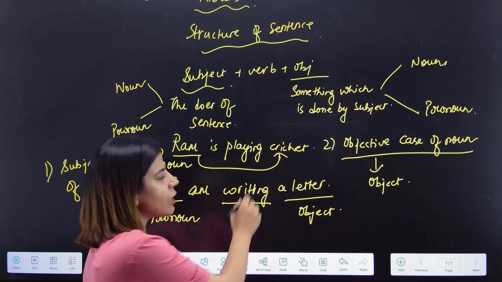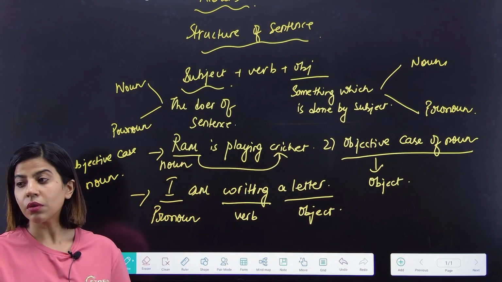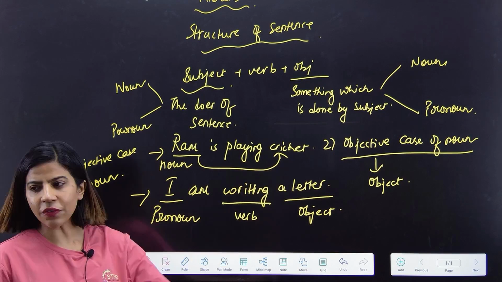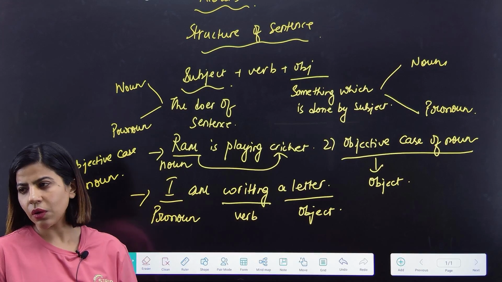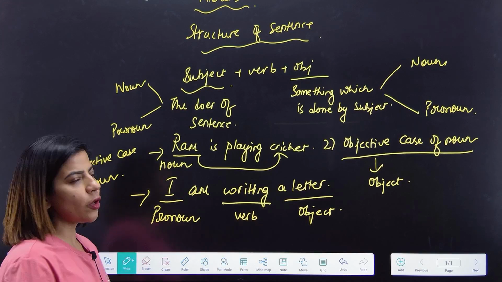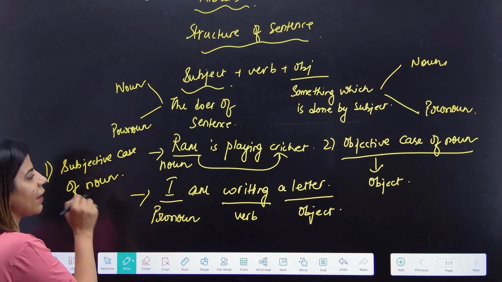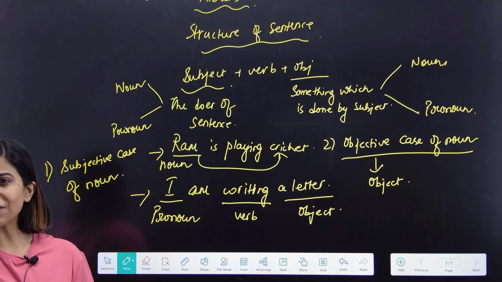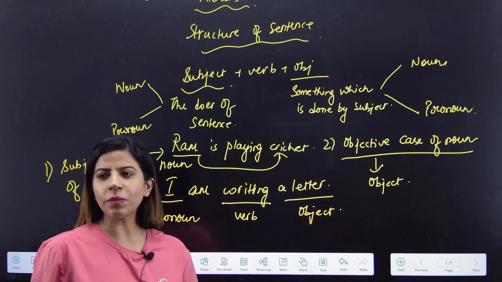So in the first sentence, what is the objective case of noun? Cricket. What is the objective case of noun? Letter. So object will be your objective case, subject will be your subjective case. First case of noun that we have done today is subjective case of noun. Second case of noun that we have done today is objective case of noun.